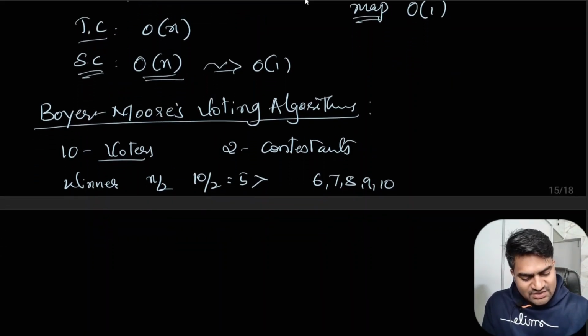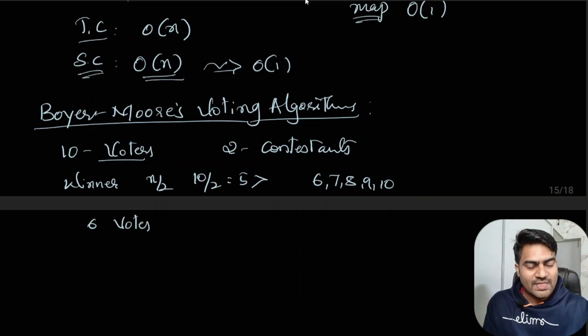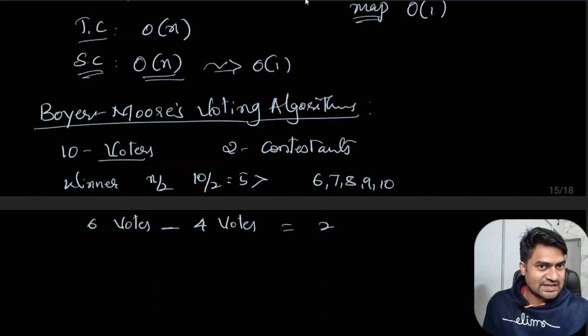Okay, so if that is the case, assume our voting is done and one contestant got 6 votes, correct, right? And another will get 4 votes for sure, correct, right? So if you see the difference, how much is it? The difference is 2.